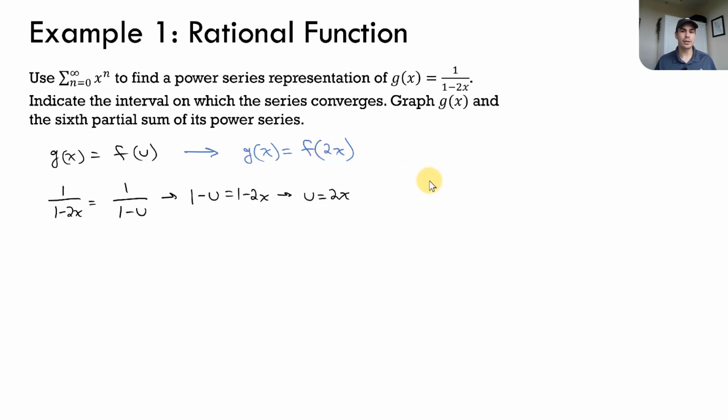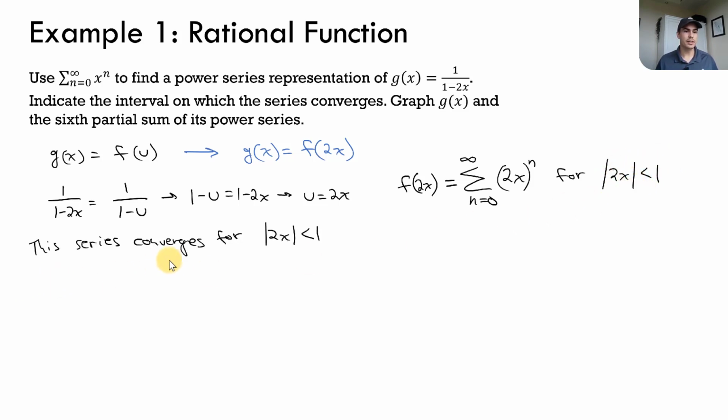And f of 2x I can represent as a power series as the sum from n equals 0 to infinity of (2x) raised to the n. For now, instead of the absolute value of x being less than 1, we have the absolute value of 2x being less than 1. So this is how we can tell our convergence here, because our series converges when the absolute value of 2x is less than 1, which is the same thing as -1 < 2x < 1. If I divide everything in this expression by 2, I get the interval -1/2 < x < 1/2.